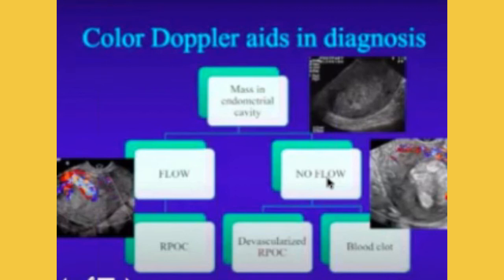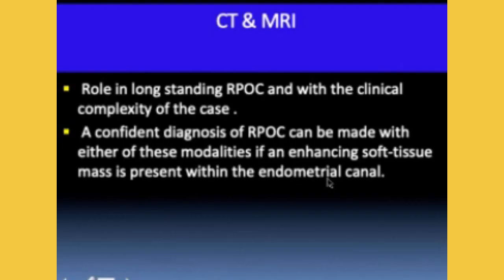Our algorithm is that if there is a mass in the endometrial cavity or a thickened endometrial echo-complex, and we are seeing no flow, then it is either a blood clot or a devascularized RPOC. But if we are seeing flow, and if it is type 1 to 3, then it is most likely to be an RPOC. CT and MRI have a role only in long-standing RPOC and in the clinical complexity of the case.